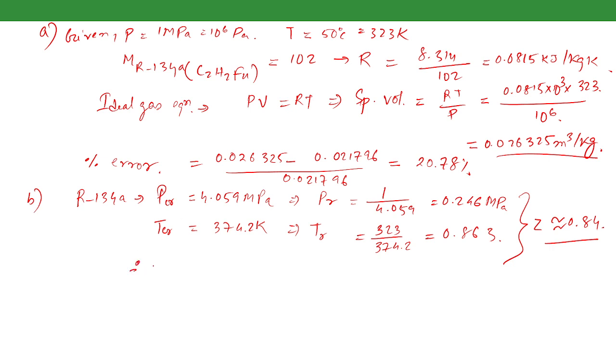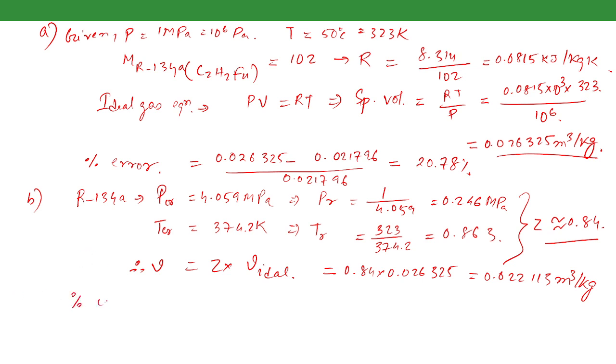So the final specific volume is Z multiplied by the specific volume using the ideal gas equation. So this comes out to be 0.84 multiplied by 0.026325, that is 0.022213 meter cube per kg. Okay, so what is the percentage error here? 0.022213 minus 0.021796 by 0.021796, that value comes out to be equal to 1.45%.